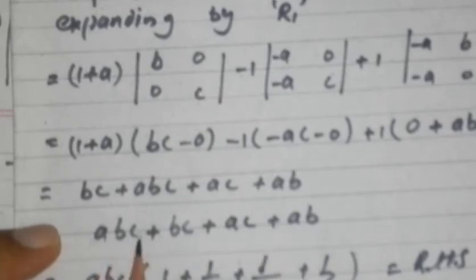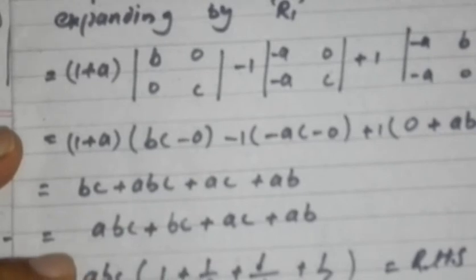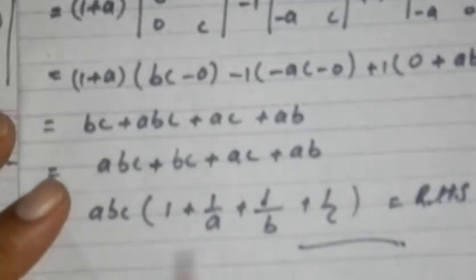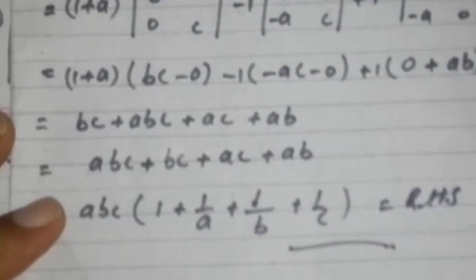Now take a plus b plus c common. Here remains 1. Here remains 1 by a. How? Multiply this with this. A cancels with a, we get bc. Here remains 1 by b. How? Multiply this with this. B cancels with b. Here we get ac. And multiply this with this. C cancels with c. Here we get ab. So, which is the right hand side? Take abc common. We get this, which is the right hand side.